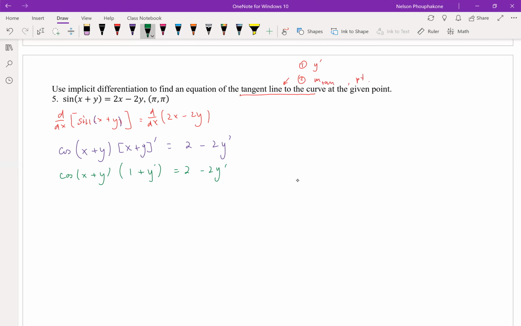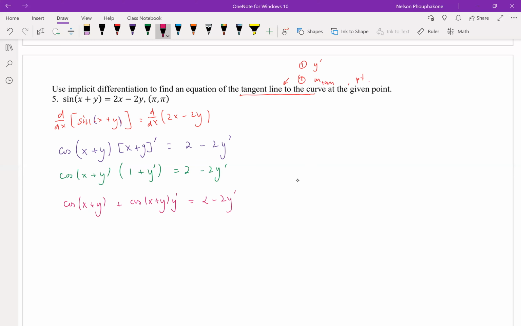Okay. So now, some of the students actually have a hard time to isolate this y prime right here. Now, to me, if you have a term multiplied by two terms, and one of the terms is the one that you want to solve for, for example y prime, what I'm going to do is distribute. So I will have cosine of x plus y plus cosine of x plus y times y prime. So I make it into two terms.